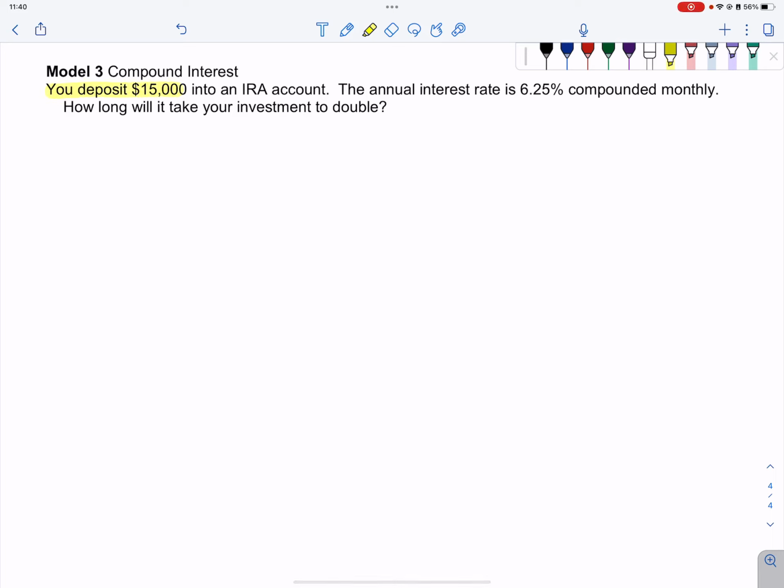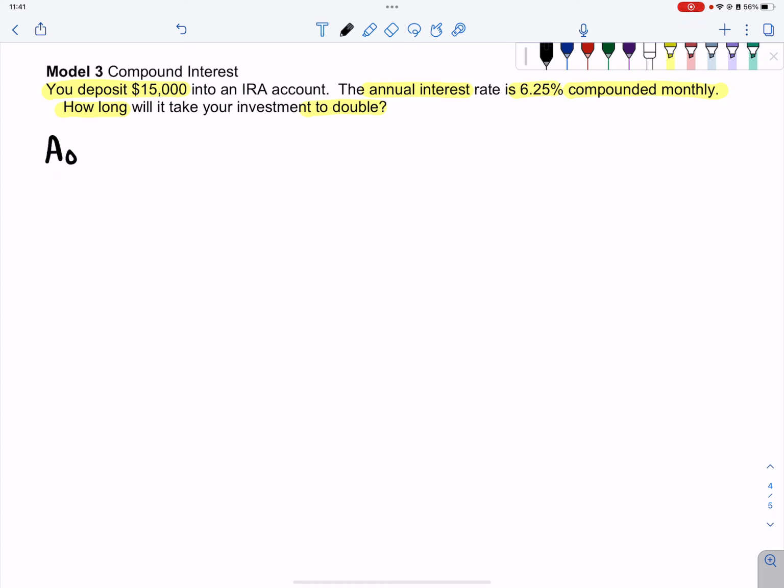You deposit $15,000 into an IRA account, and the annual interest rate is 6.25% compounded monthly. And now you want to know, how long will it take for your investment to double? The first thing that we need to do with this is write our exponential growth equation for this situation. So let's work through the information that we have to start with.